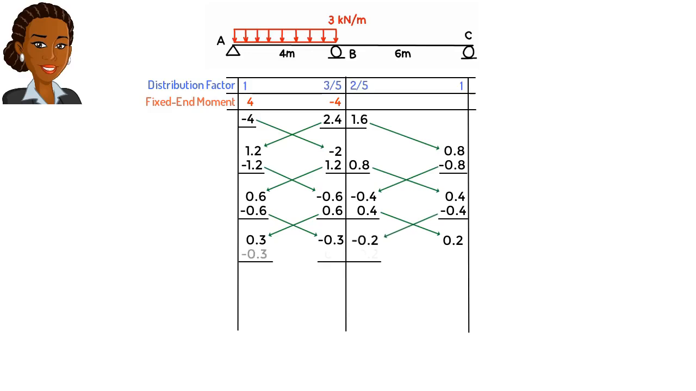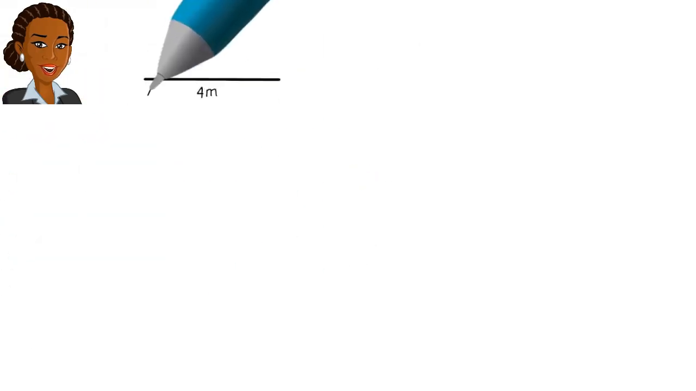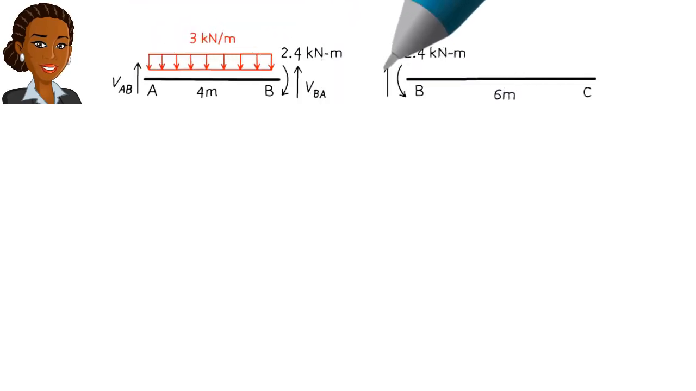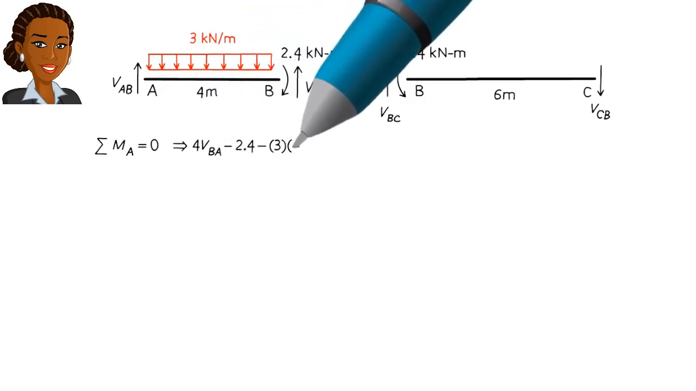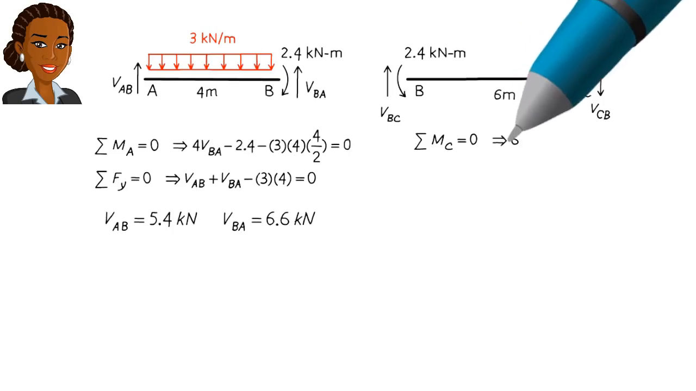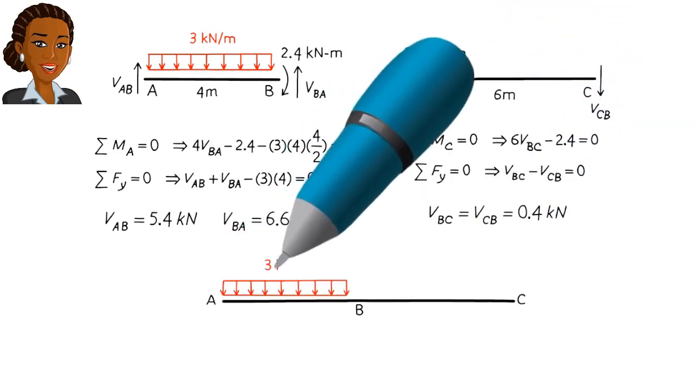After a few more iterations, it becomes clear that we have reached the end of the process. Now, add up the column values to determine the member end moments. We then apply the equilibrium equations to each segment to complete the analysis. Here are the support reactions for the beam.